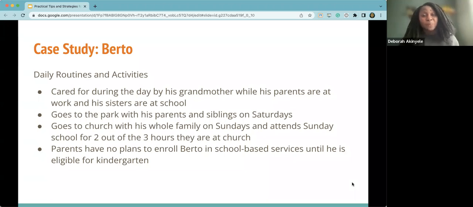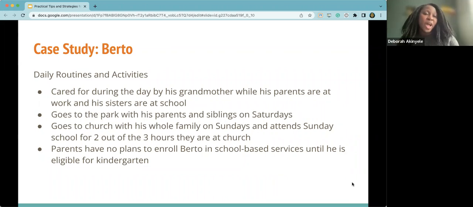If we were to create a functional profile for Berto, we would want to look at what happens when he's at home during the day with his grandmother. Is he watching TV? Are they doing any types of activities together? Is she taking him out? Then we can create a functional word list: these are the shows that he's watching on TV, maybe it's his grandmother watching them with him. What are the names of the characters? What are some things that are available in the home that are also available on the TV show that could be part of that functional word list?